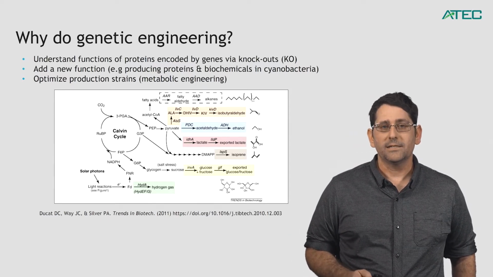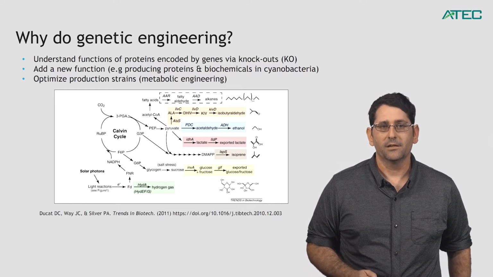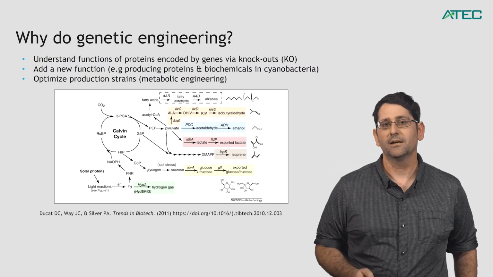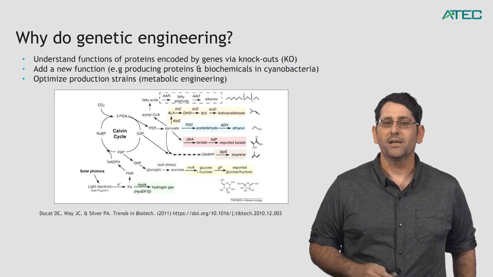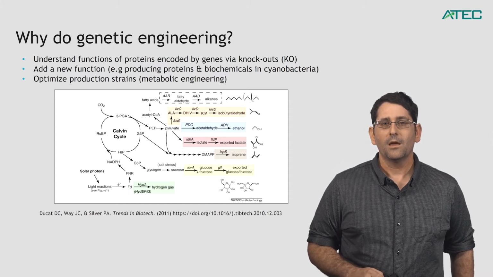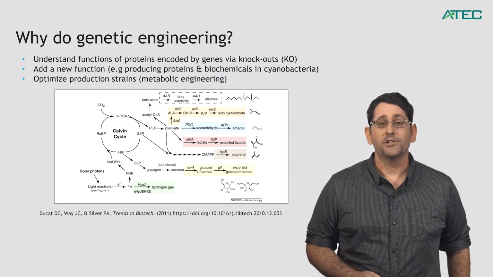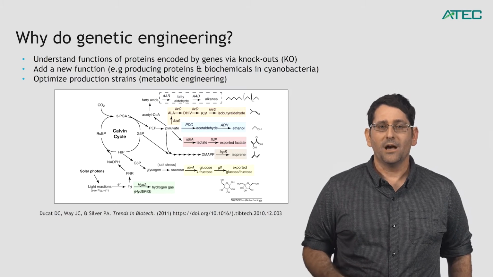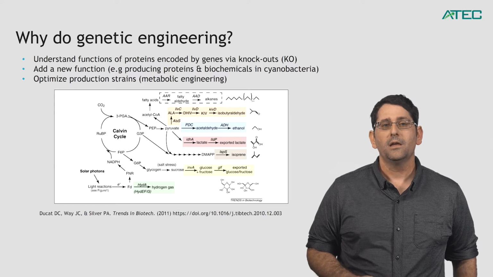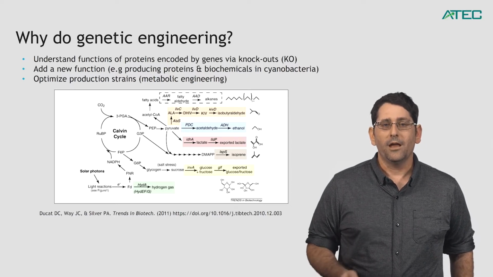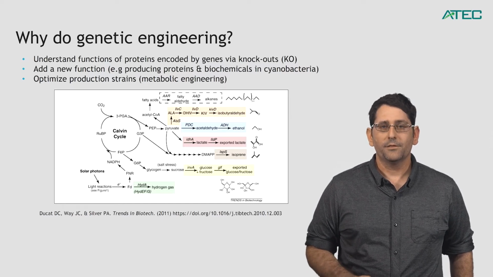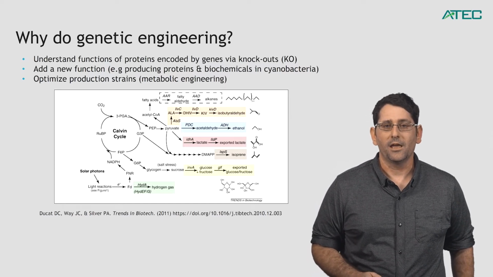But why in general is it that we're doing genetic engineering in cyanobacteria? Well, first, as scientists, we want to understand how proteins function in the cell. So we often do that by knocking out a protein and then asking how is it that the phenotype of the cell changes. We can also add in new functions for our engineering purposes to be able to produce novel proteins or biochemicals, again, many of which are shown here that have already been made. And we can then engineer our cells further to be able to optimize production strains, and we do that often through metabolic engineering, which will be discussed in a future lecture.